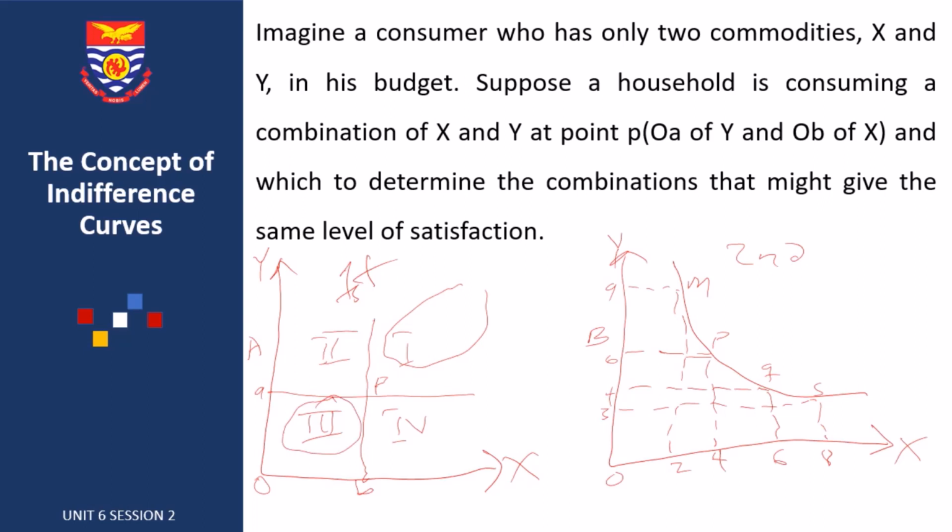For the second quadrant, that is II, it contains combinations of more Y and less of X, as you can see. And for that of quadrant IV, it contains more of X and less of Y. Combinations in these two quadrants have the potential of giving the same level of satisfaction. Now, let's look at the next diagram, that is the second diagram, or diagram B. Let us assume a consumer at M on the diagram. The diagram has points M, P, Q, S. Let's assume a consumer at point M, that is 9 units of Y and 2 units of X.